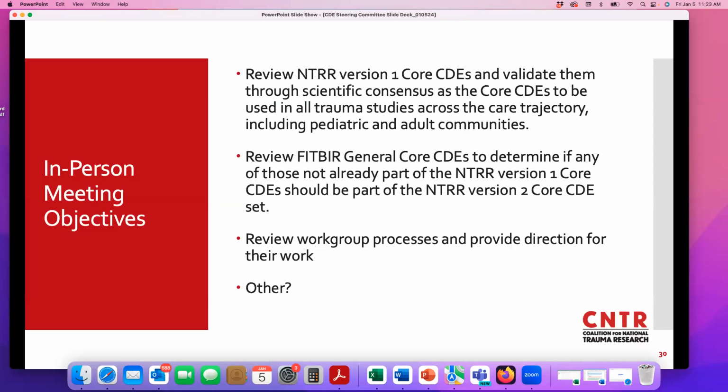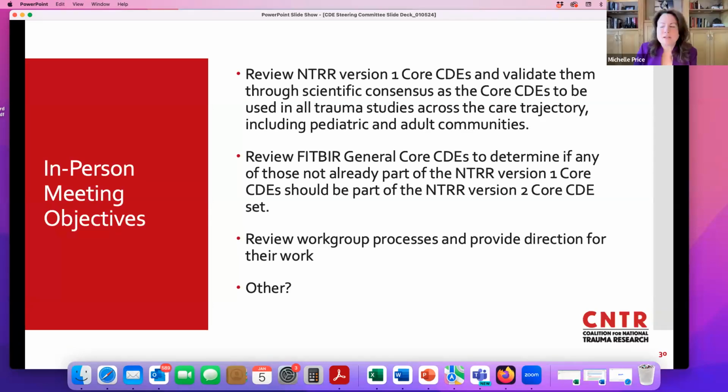We will review the work group processes and provide any other direction for their work. And I think that's it currently. Michelle, Pam?